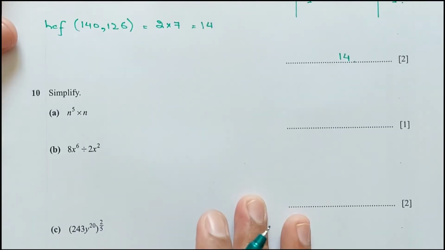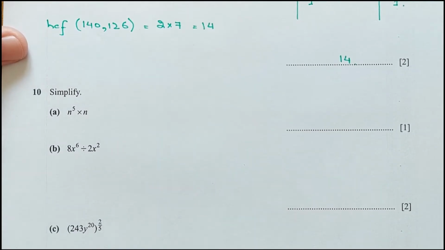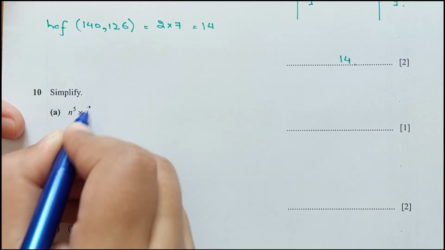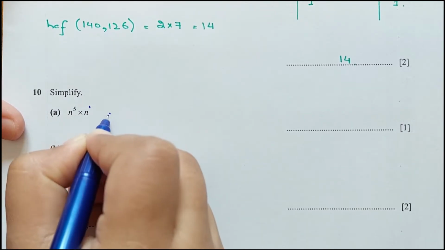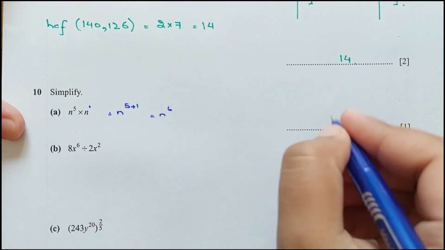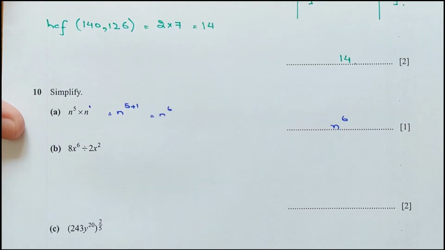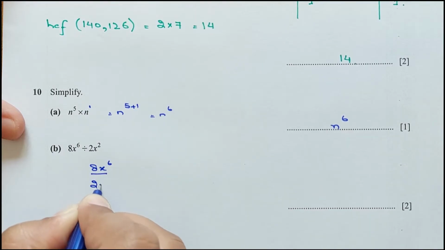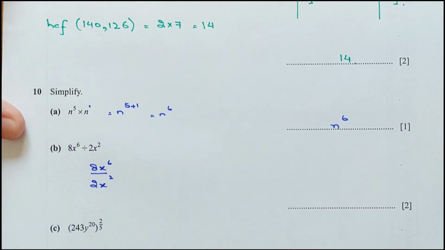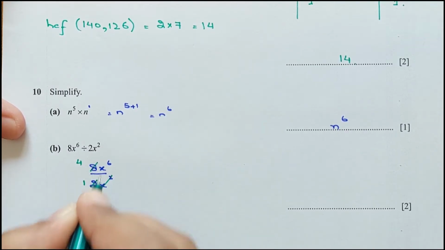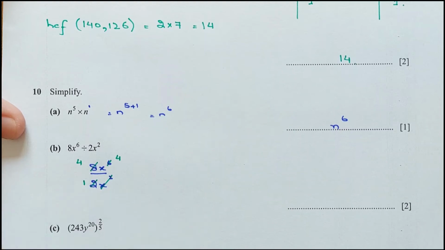All right. Question number 10, simplify. Part A. When bases are the same, n exponent 5 and n exponent 1, we have the same bases, we can easily add the powers. So n exponent 5 plus 1, that is going to be n exponent 6. Now for part B, 8x exponent 6 divided by 2x exponent 2, right? So first simplify 8 and 2. 2 times 1 is 2, 2 times 4 is 8. x squared is cancelled with x squared, we are left with 4 over here. So this is 4x exponent 4, right?